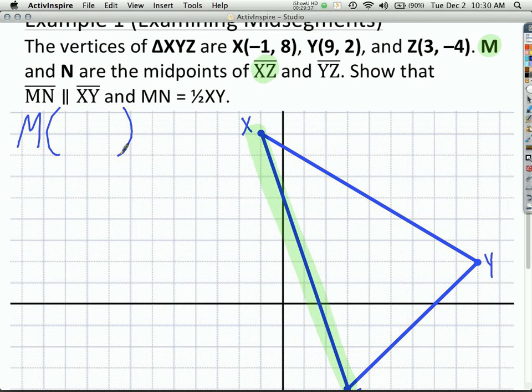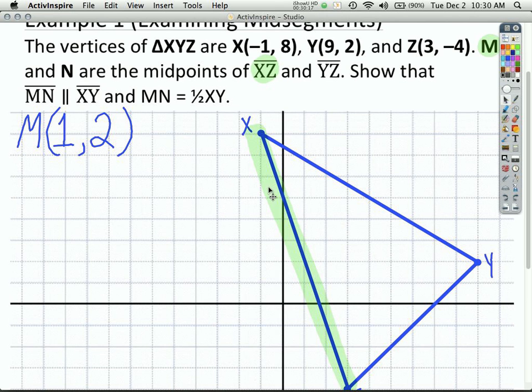So we're doing XZ. So we have X and Z. The x coordinates are -1 and 3. Take the average. Add them together, divide by 2. -1 and 3 is 2, divide by 2 is 1. So the x coordinate is 1. John, you're not frantically writing, let's go. Now the y coordinates. 8 and -4. Add them together, divide by 2. 8 - 4 is 4, divided by 2 is 2. So the midpoint of XZ, which we're calling M, is at the coordinates (1, 2).